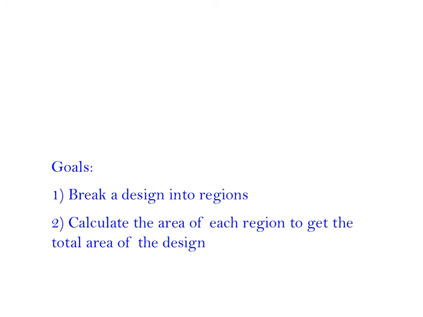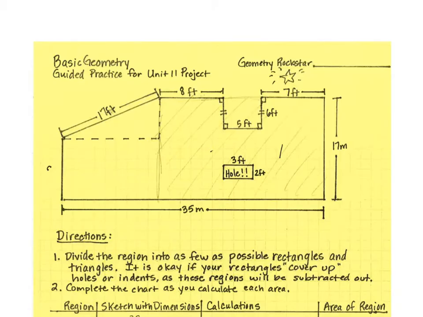All right, your goal is to take this shape and break it down into regions that are triangles and rectangles. Once we do that, we can calculate the area of each part and then find the total area. So I'm going to suggest when you look at this picture, thinking about finding the area of large triangles and rectangles that cover up the whole picture.